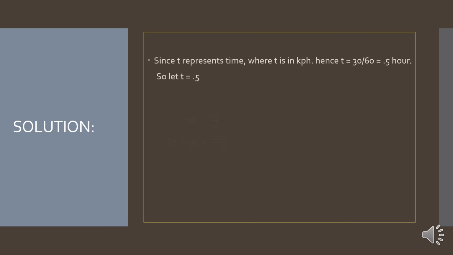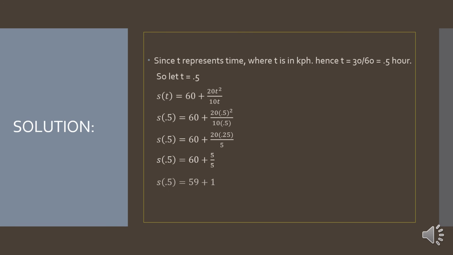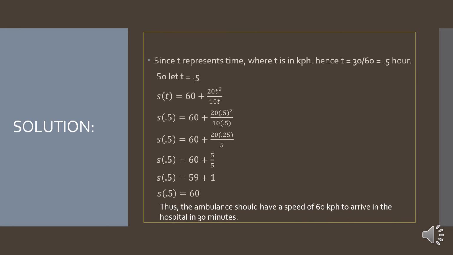So speed is equal to 60 plus 20 multiplied by 0.5 squared over 10 multiplied by 0.5. Then speed is equal to 60 plus 20 multiplied by 0.25 over 5. Then equals 60 plus 5 over 5, which is 59 plus 1. Then speed is equal to 60. Thus, the ambulance should have a speed of 60 kilometers per hour to arrive in the hospital in 30 minutes.